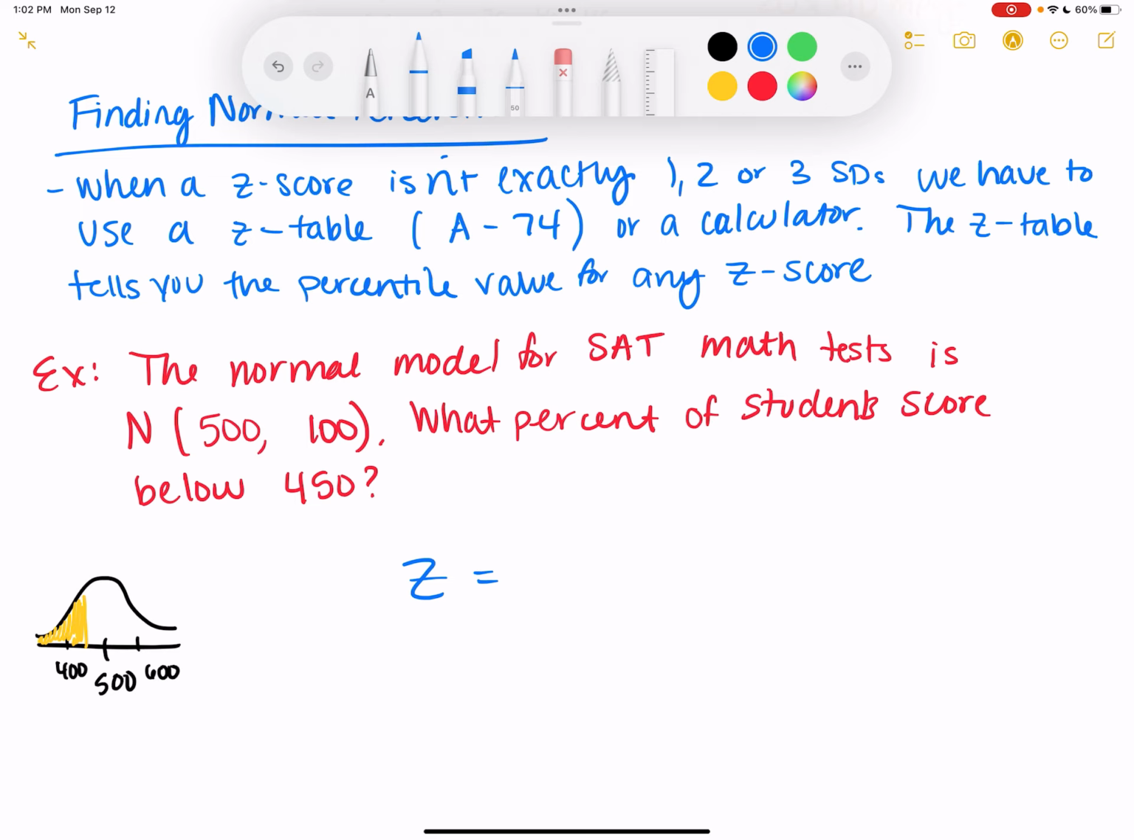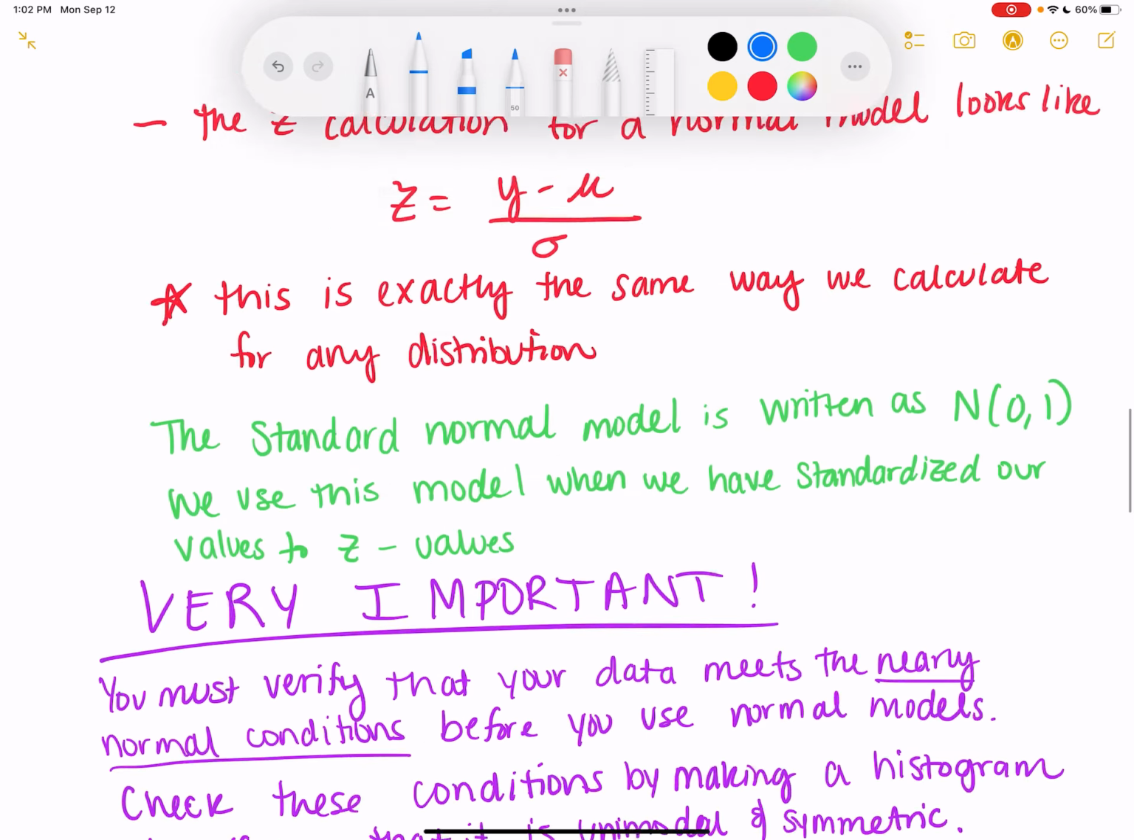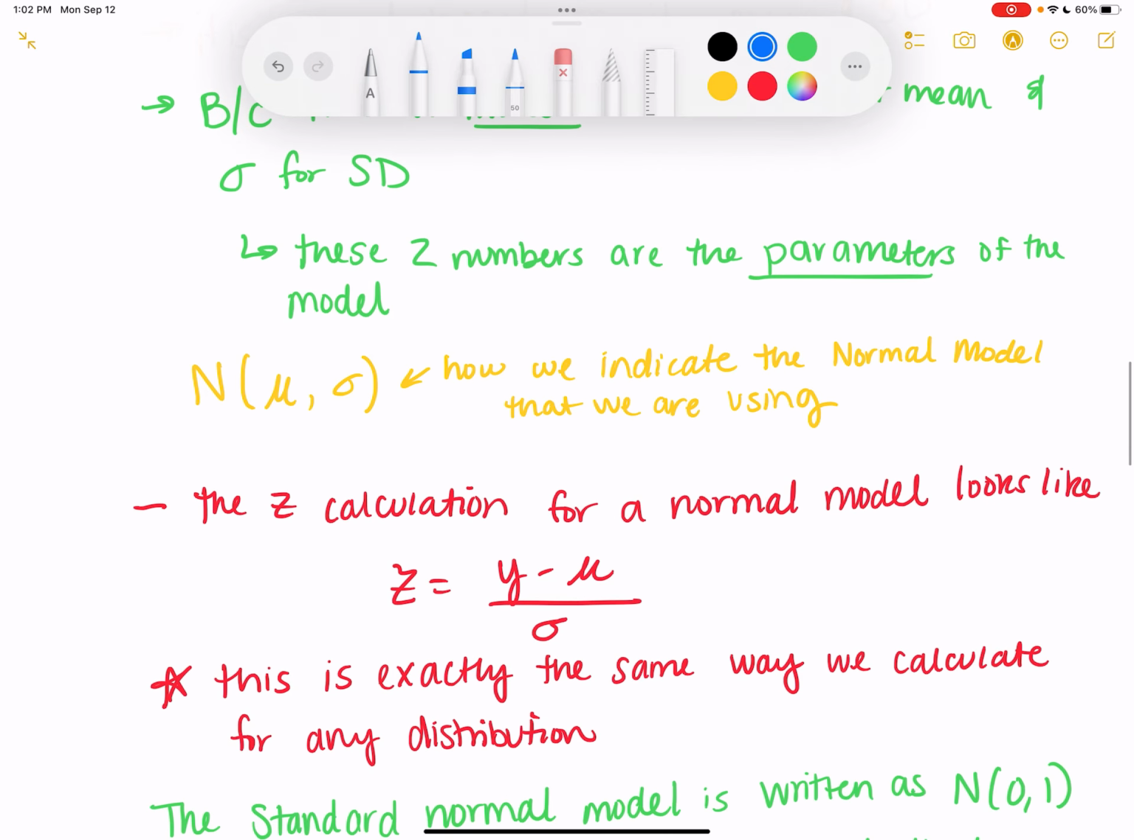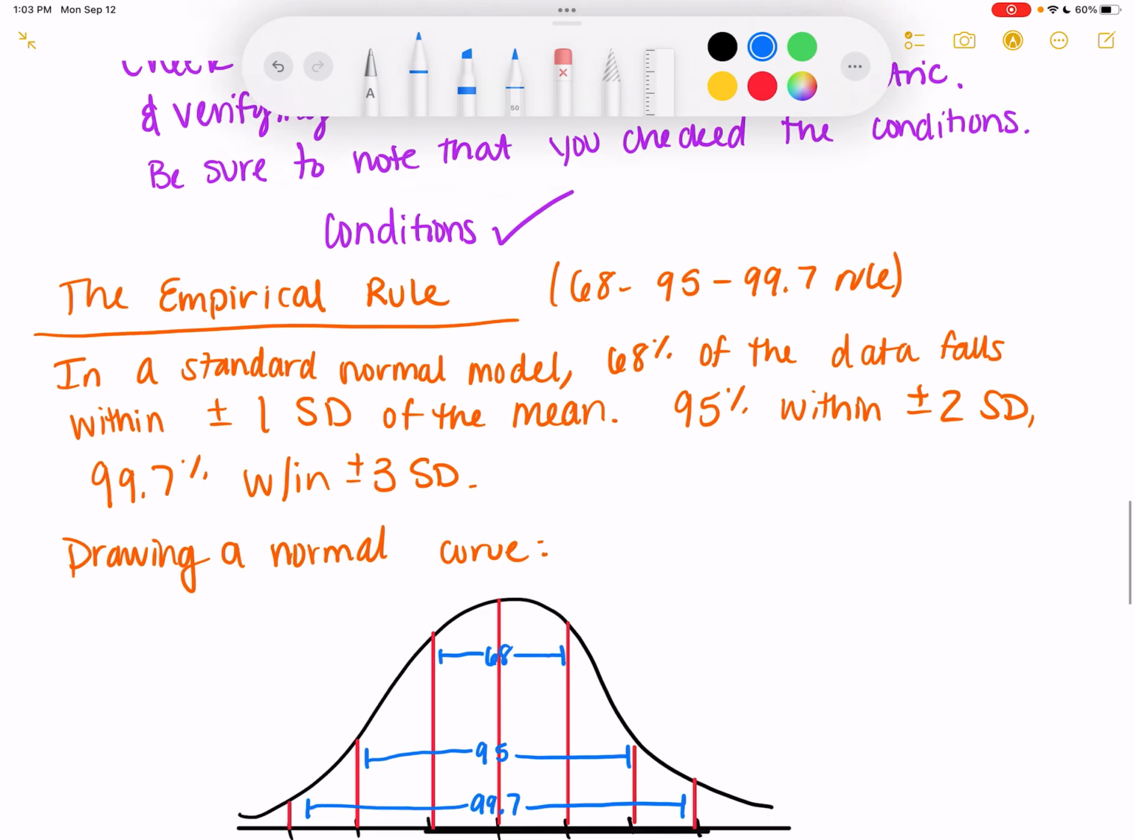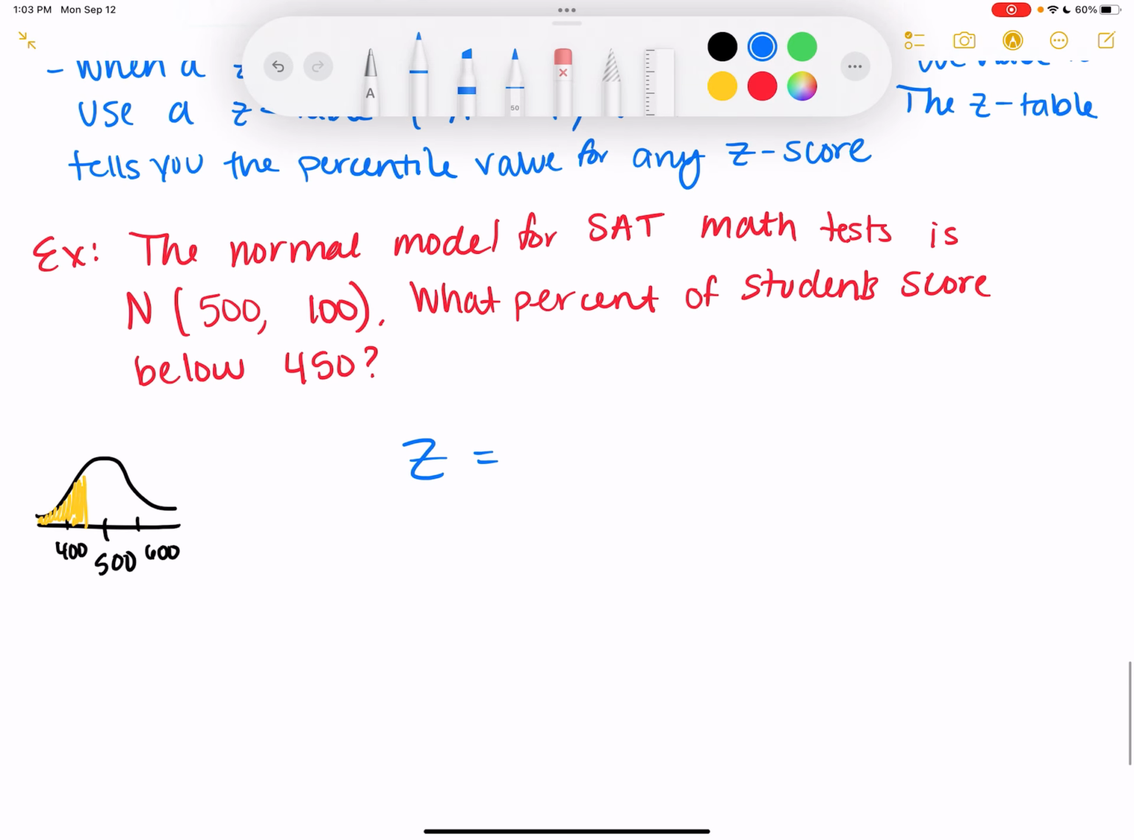So this is the formula that we had. Y minus, so this is the value that you're given, minus your average, over your standard deviation. So in this case, it is going to be 450 minus 500 over 100. And that's going to give you negative 0.5.